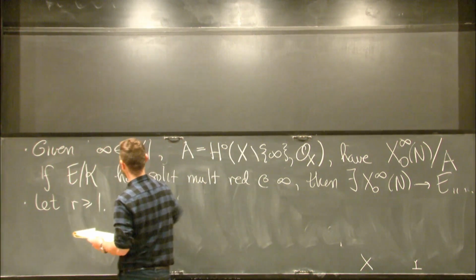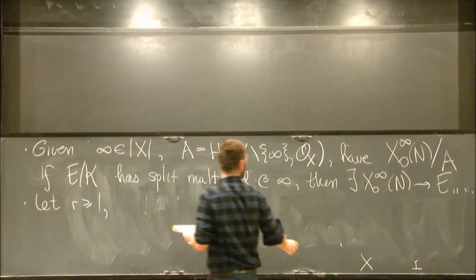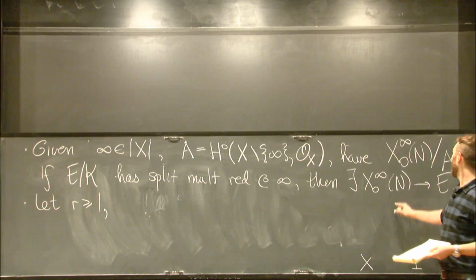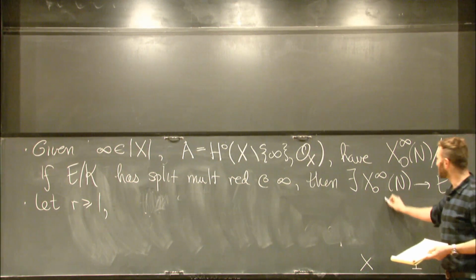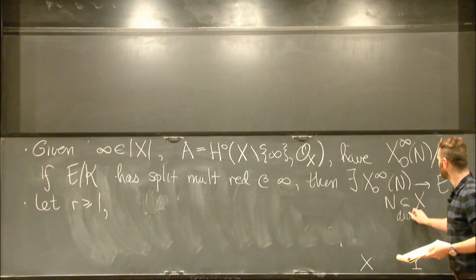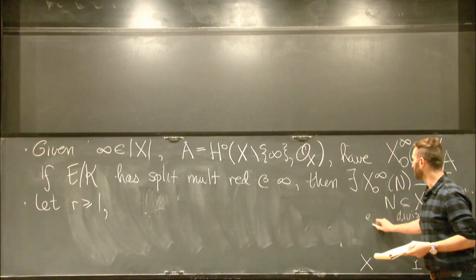I also need to pick this n. I didn't tell you what this n is. N is not an integer in this story here. N is going to be the conductor of E, but that conductor is a divisor. It's an effective divisor.